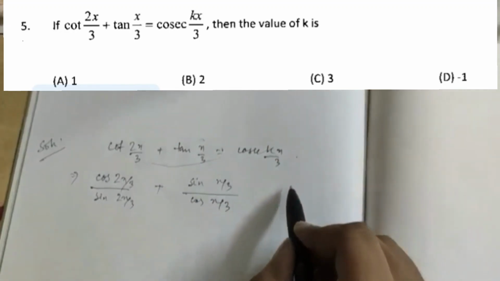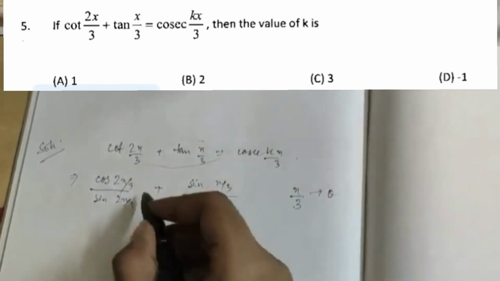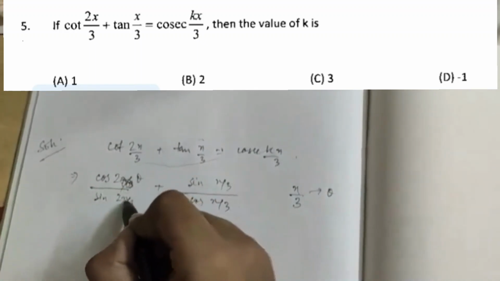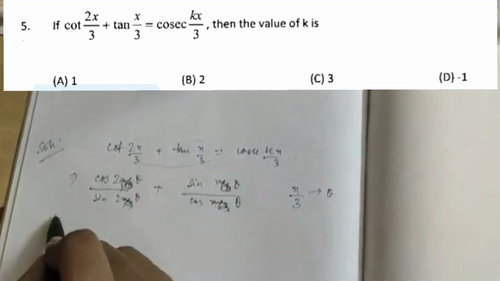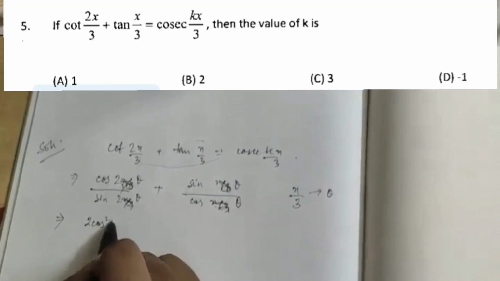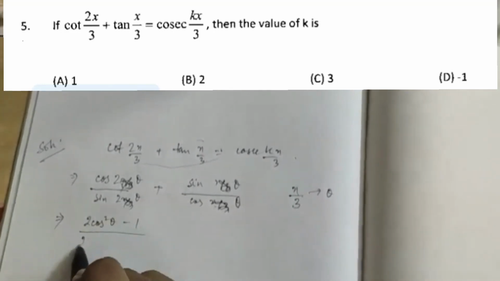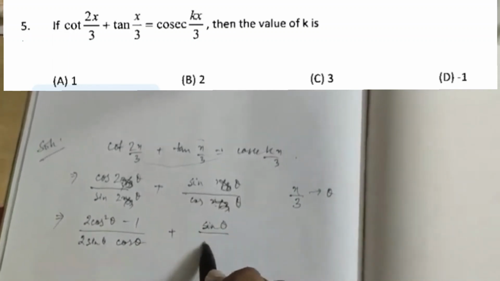Here x by 3 we can take as theta. So here it will be 2 theta, and sine theta by cos theta. Here cos 2 theta means 2 cos square theta minus 1, by sine 2 theta, which means 2 sine theta cos theta, plus sine theta by cos theta.